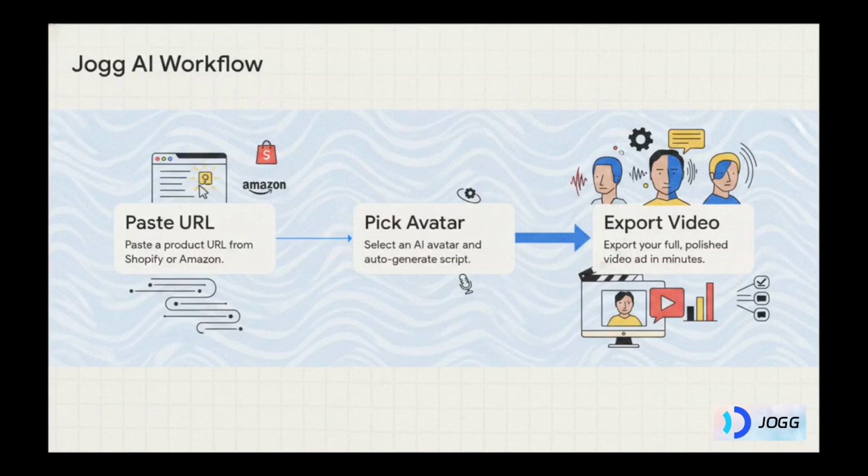And this brilliantly illustrates the killer feature here, which is the completely frictionless workflow. Just look at these 3 steps. Step 1, you literally just paste a product URL straight from your Shopify or Amazon store. Step 2, the AI automatically scrapes the page for your product details, photos, and pricing. It auto-generates a script and then lets you pick an AI avatar. Step 3, you export your full video. It is ridiculously easy to turn a static product page into a dynamic, polished talking head ad in just a few minutes. There's no manual writing and no stitching tiny clips together.